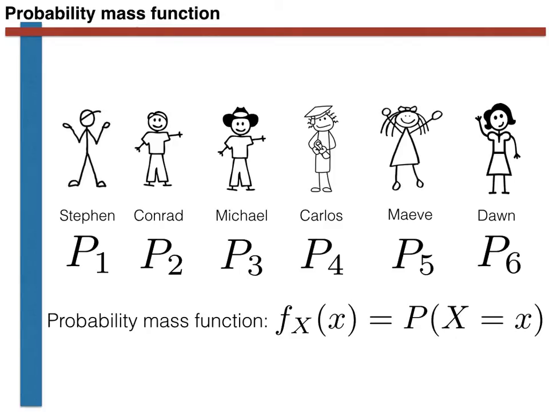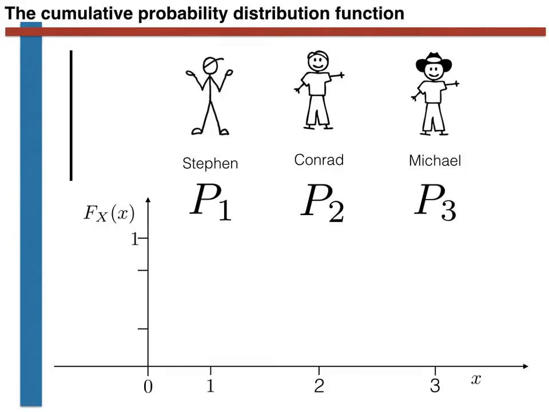Let's now discuss how one calculates the cumulative probability distribution function from the probability mass function. In doing so, we will play a slightly simpler version of the blind man's bluff with only 3 players, 3 mutually exclusive outcomes. The fact that we have 3 outcomes suggests that our random variable can take on one of 3 different values. So we will use the numbers 1 to represent Stephen, 2 to represent Conrad, and 3 to represent Michael.